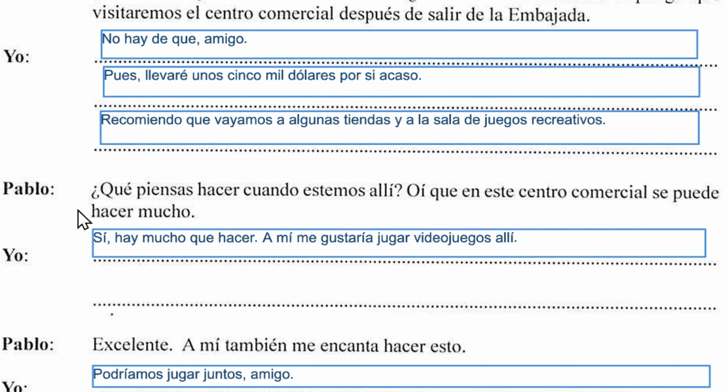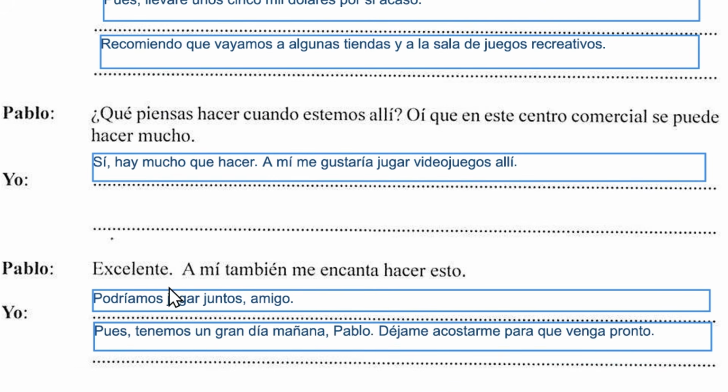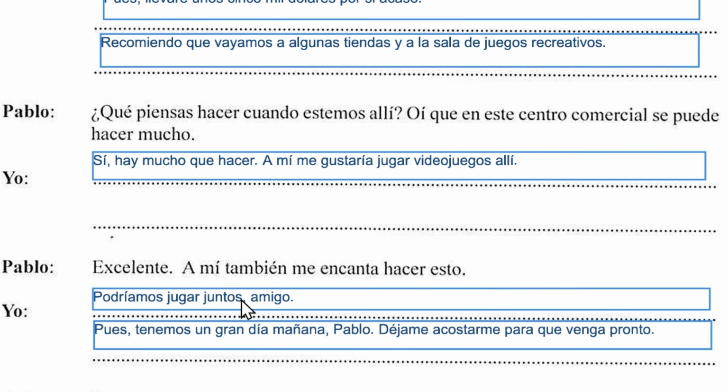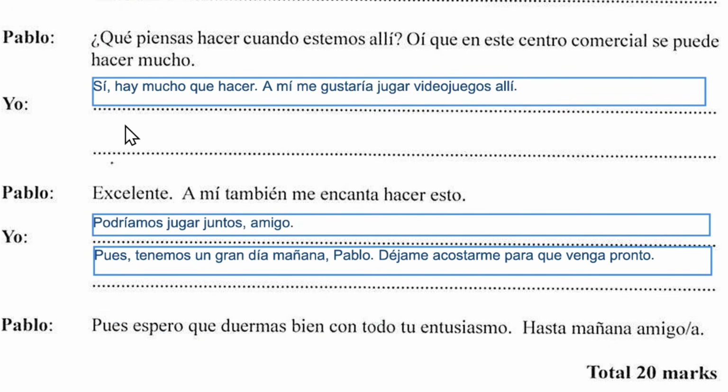So Pablo asks us, what do you intend to do when we're there? I heard that in this mall, one can do a lot. Yes, there's a lot to do. For me, I would really like playing video games there. And he says, excellent. I also love doing this. So I said, we could play it together, friend. Podríamos, which is the conditional tense, we could play it together. And this would respond to the final cue.